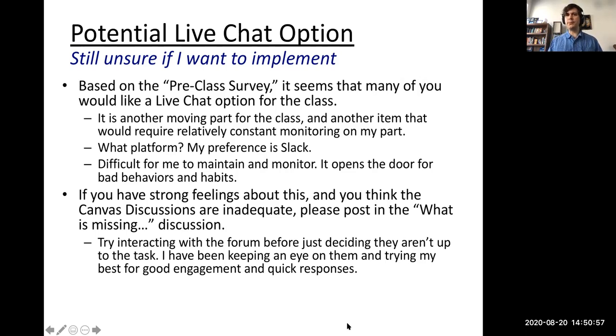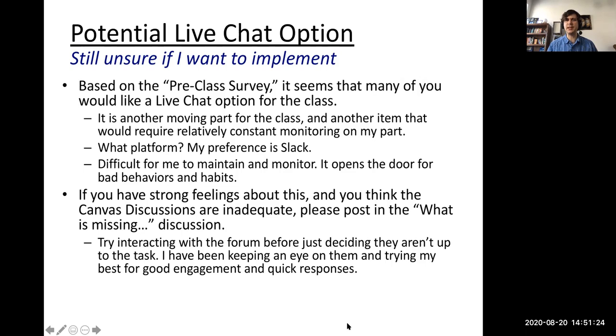Whenever you have things that have private chat enabled, and just a live chat where it's not being monitored all the time, it really opens the door for bad behavior and for people to build bad habits like sharing answers, clear violations of student honesty, clear cheating. So this is why I've been a little bit reluctant, and I didn't set one up before the semester started. But I am open to the idea, and the question would become what platform.